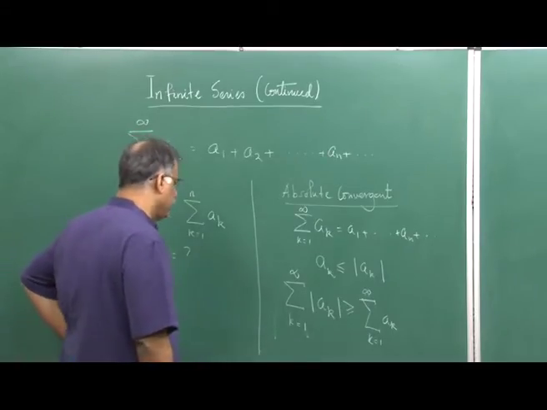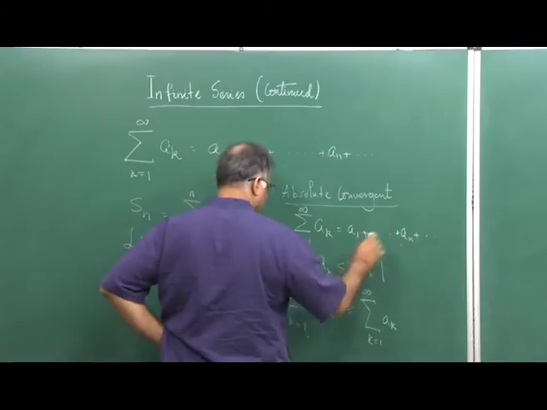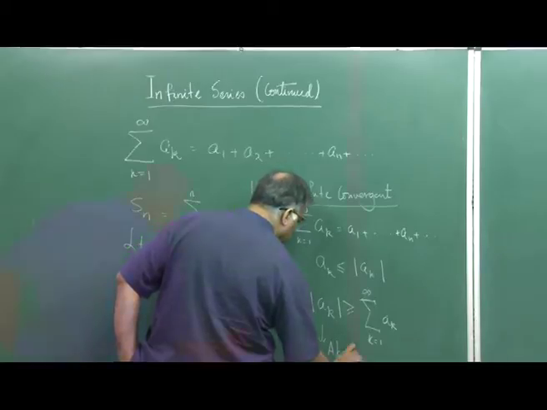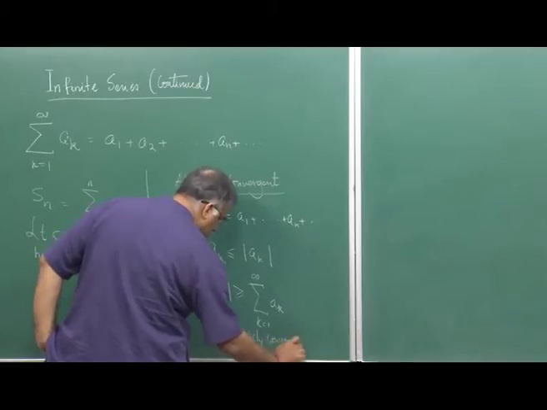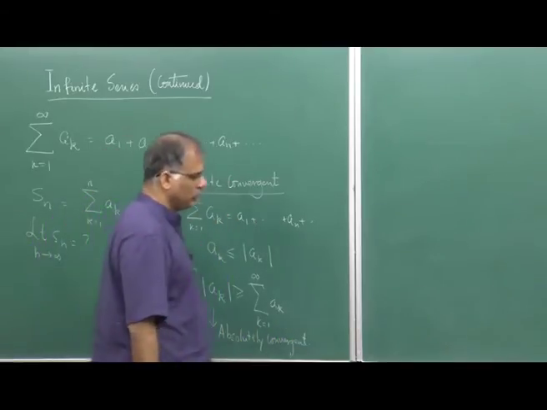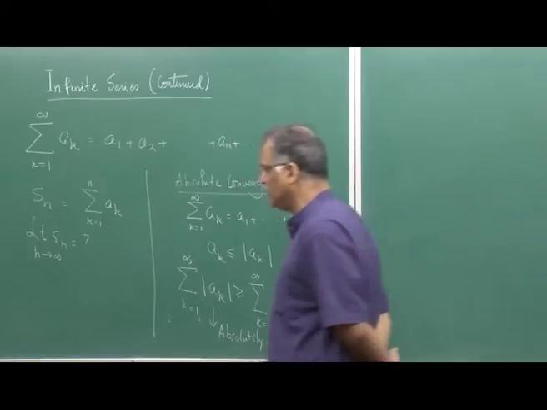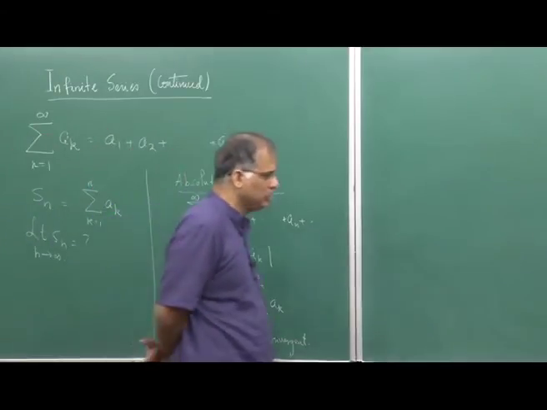So this is very important. Once given a series like this, if the series of absolute values converges, then we say that the series is absolutely convergent. So the question would be, is there a series which is convergent but not absolutely convergent? We will go back to answering this question. So is there a series which is convergent but yet not absolutely convergent? Let us see what we can do here.